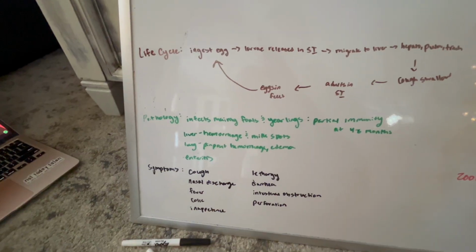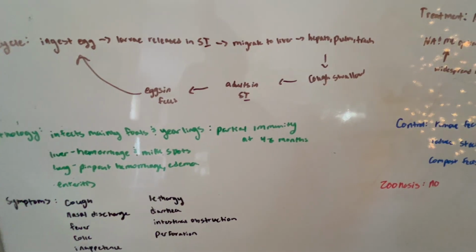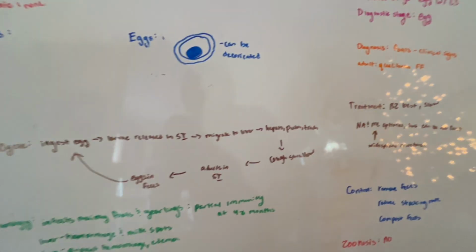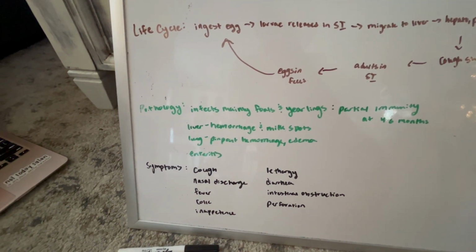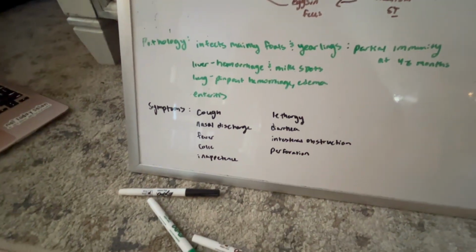This usually affects mainly foals and yearlings because they haven't developed immunity. Immunity is typically at 4 to 6 months. The liver, as part of that migration of the larvae, will have hemorrhage and milk spots. The lungs will have pinpoint hemorrhage and some edema, and then enteritis from the adults in the small intestines.